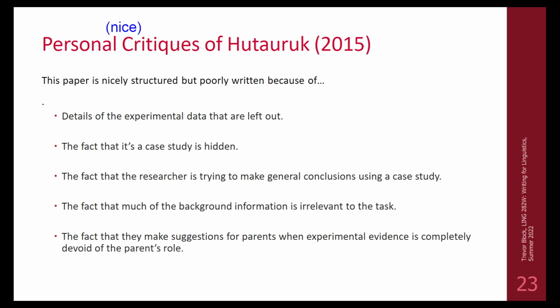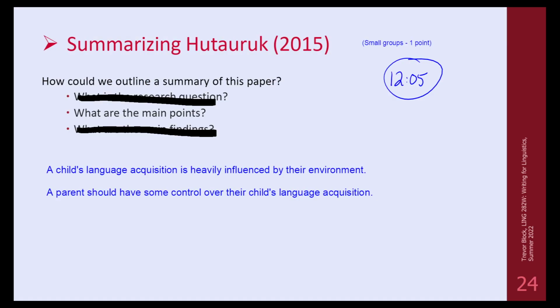They're just making recommendations. So, if we were to summarize this paper, even though it's not the best paper, we can still get some main points out of it. Like, what was the author trying to say? The class came up with a child's language acquisition is heavily influenced by their environment. Yeah, that's one of the main topics that they talked about for sure. And what I said is that according to the author, what they're using the majority of their conclusion space for is that a parent should have some control over their child's language acquisition. The author wants to put parents in this proactive role, but what they've written about in the paper does not support that final conclusion at all.